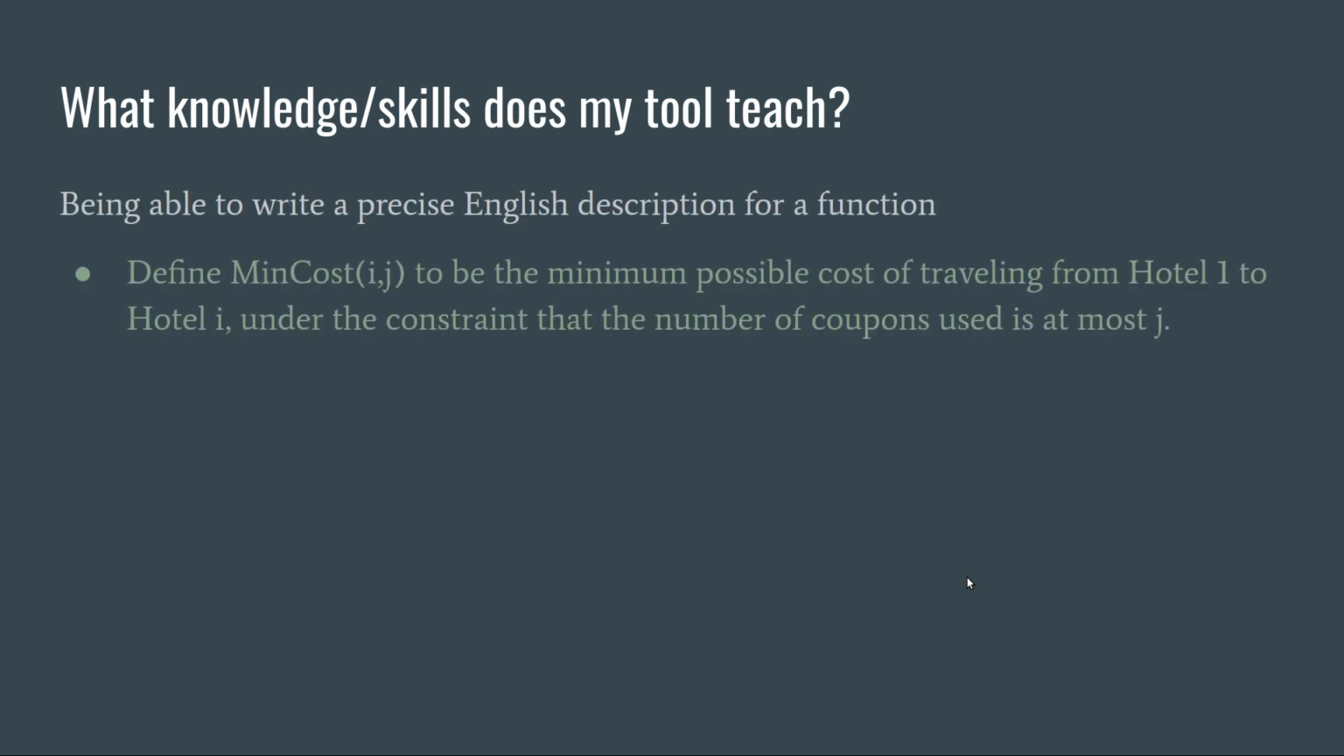So here's an example description that you could write. Define min cost ij to be the minimum possible cost of traveling from hotel 1 to hotel i under the constraint that the number of coupons used is at most j.